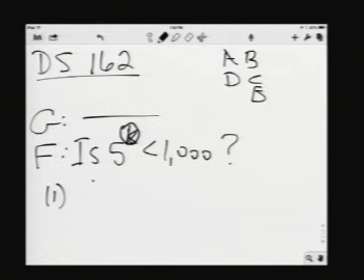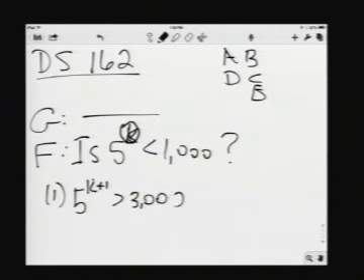Statement 1 tells us that 5 to the k plus 1 is greater than 3,000. Using what we know about exponent rules, when we multiply with the same base, we can add our exponents. So statement 1 has added exponents, because the previous step must have been multiplying by the same base. If we go backwards, we can break this up and say it must have been 5 to the k times 5 that gave us k plus 1.